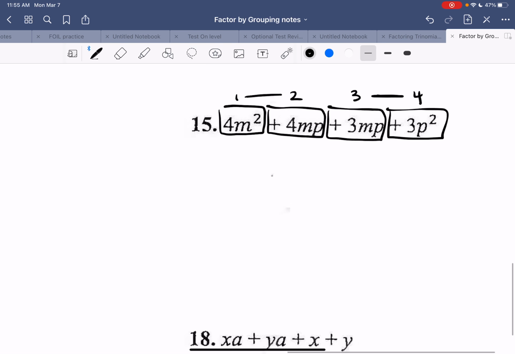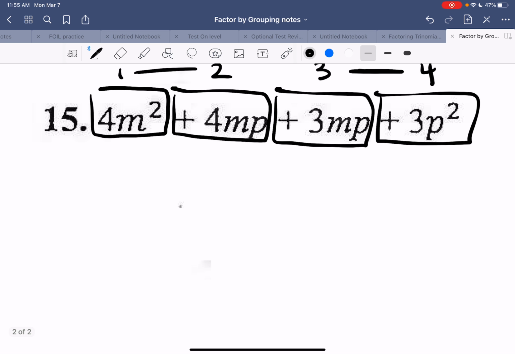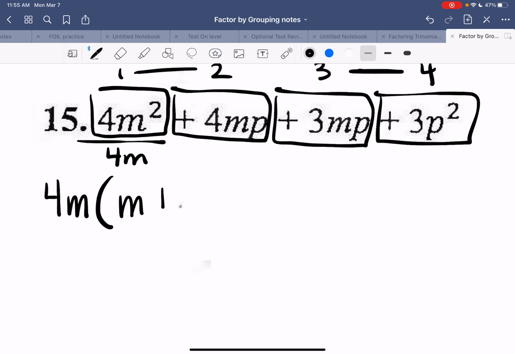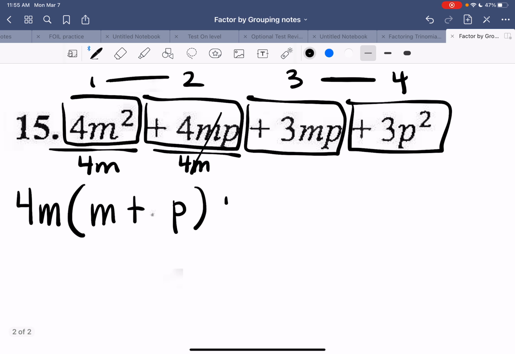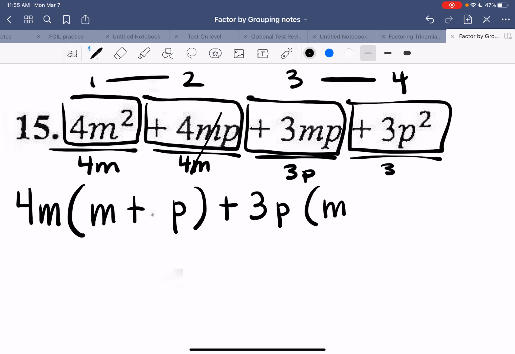So I'm going to factor out. In this first one, my common factor is 4m. And when I divide by 4m, I'm left with m plus p, because the 4m divided by 4m leaves just 1. And then over here, I'm going to say plus. I see that these both have a 3 and they both have a p. So when I divide this by 3p, I'm left with m. And I divide this by 3p, I'm left with just p to the first.